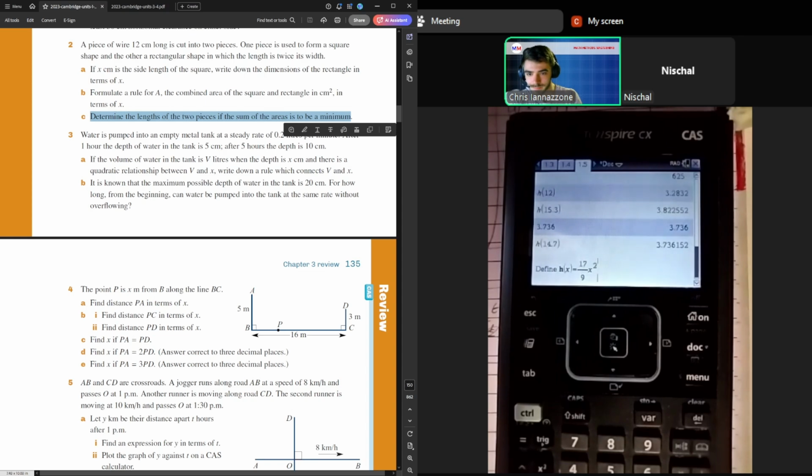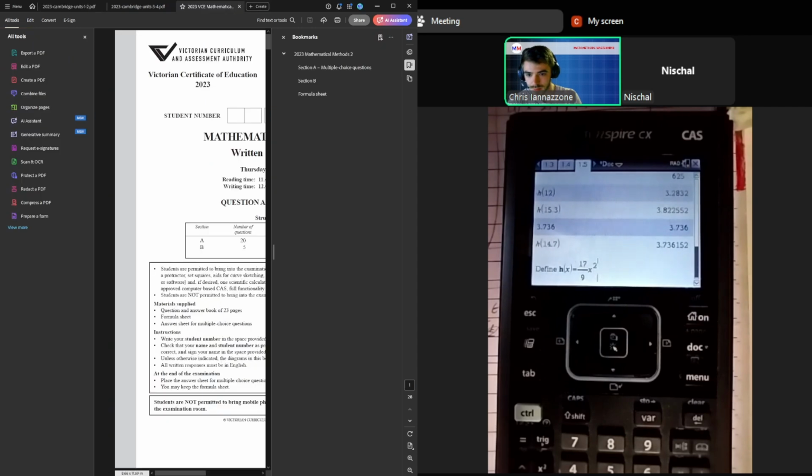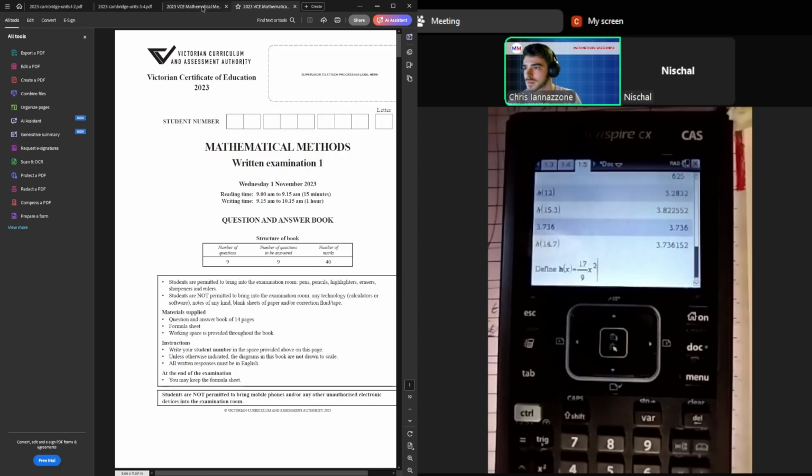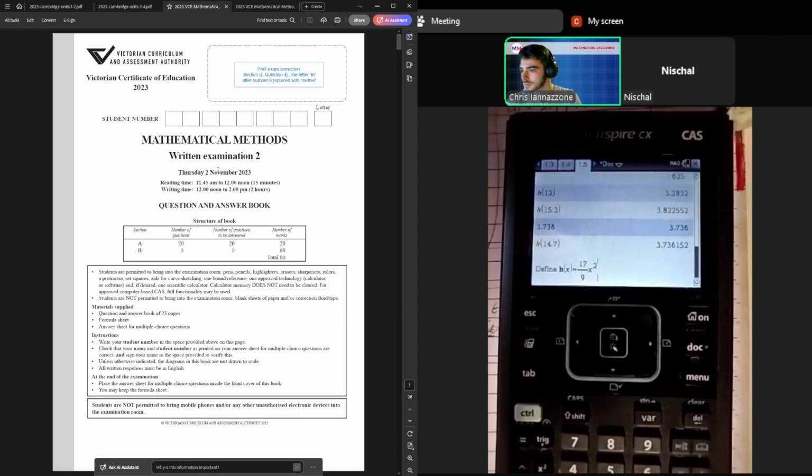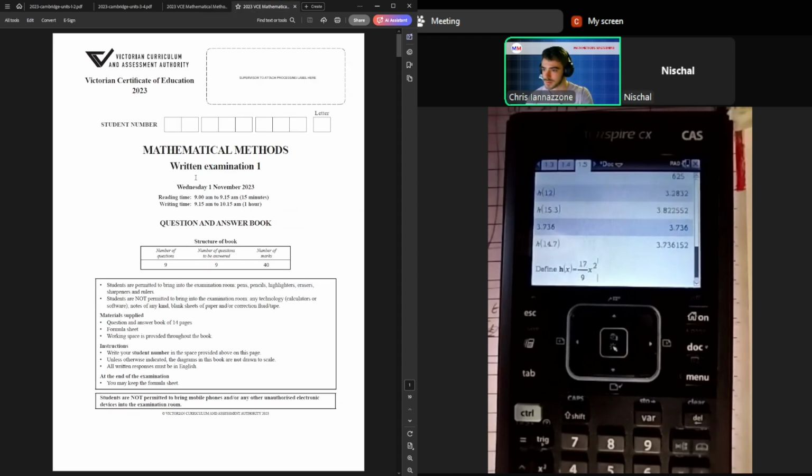Let's have a look. So this is a 2023 one. Just going to open up both first, and then I'll show you what they're all about. Cool. So this is what your exam 2 will look like. Methods has 2 separate exams. One is tech active. This is the tech active one, exam 2, and the other is tech free. That's exam one.